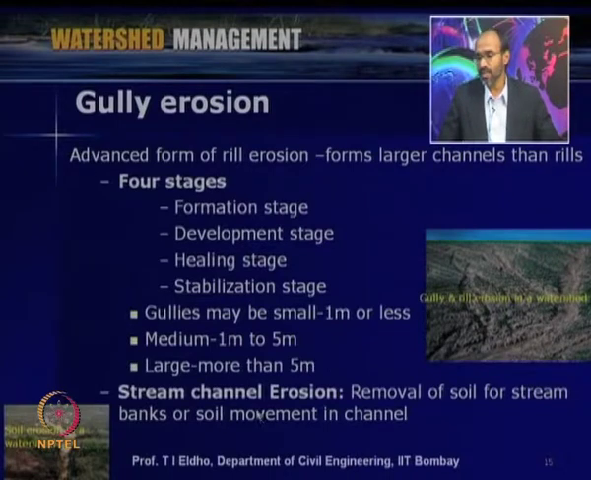So, the next one is stream channel erosion. Here, when the rainfall takes place in a watershed, all the water comes to the major stream through small streams. Due to the velocity of this flowing water, erosion will take place. That is so-called stream or channel erosion. This is the removal of soil from the stream banks or soil movement in channels.